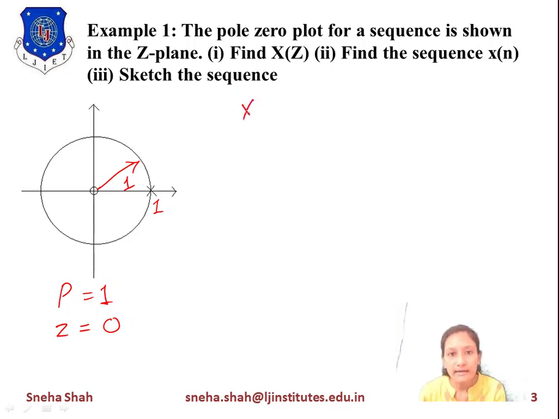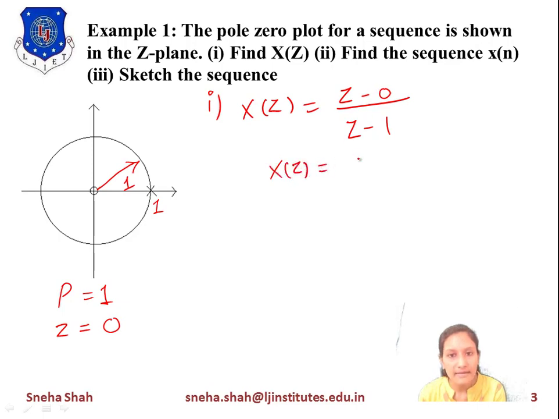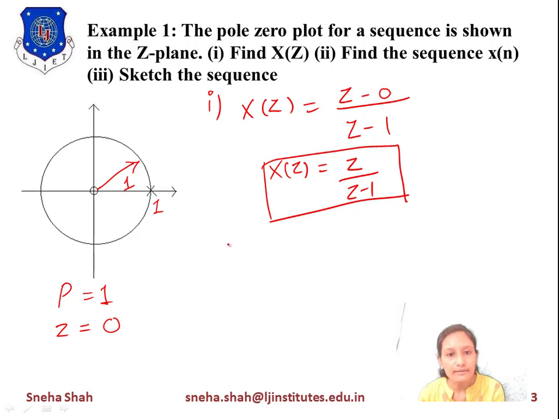From this, if we write down X of z, what will be the value of X of z? X of z equals, the zero will be represented in the numerator and the pole in the denominator. So z minus the value of zero, and the value of zero equals 0. Similarly, the pole will be represented as z minus pole, and the value of pole equals 1. So this will be z minus 0 upon z minus 1. If we simplify this, X of z equals z divided by z minus 1. This is your final Z transform for this pole zero plot.